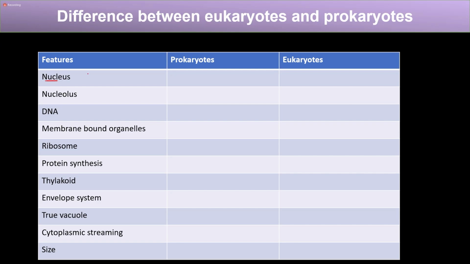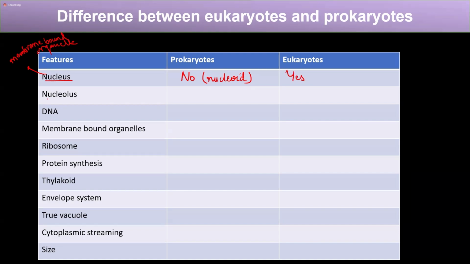So if we talk about the nucleus, does a prokaryotic cell have a nucleus? The answer is no. But instead of that, it has a nucleoid, right? So what is a nucleus? Nucleus is a membrane-bound organelle. But a typical prokaryotic cell does not have a nucleus. Okay. In the eukaryotic cell, the nucleus is present.